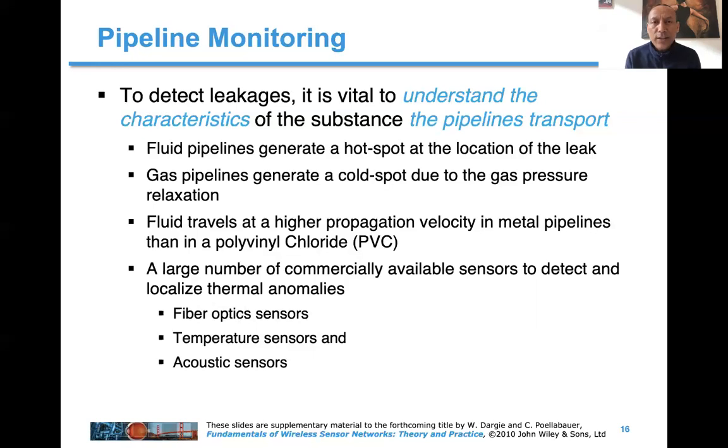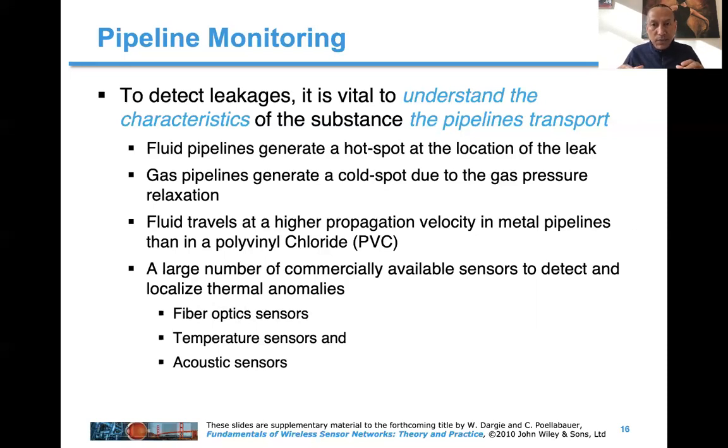It is absolutely vital to know what type of substance the pipeline transports in order to determine pressure as well as leakage. For example, in fluid pipelines, if a leak happened between the joints of a pipeline, at that point there will be a hot spot, and this can be detected by using a temperature sensor. However, if instead of fluid the pipeline transports gas, it's not a hotspot we experience at the point where there is leakage. Instead, it's a cold spot. So it is important to understand this.